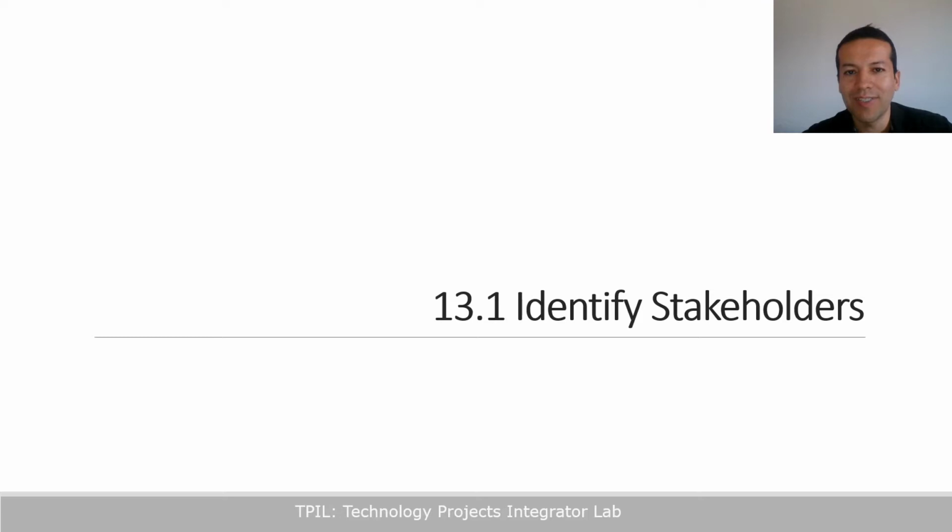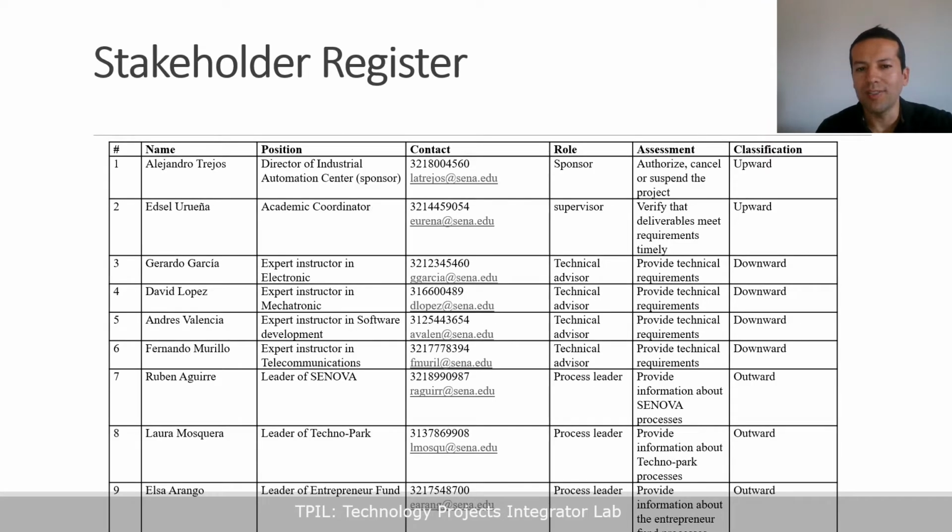Identifying stakeholders is our next process. 21 stakeholders were identified in the project. For each of them, the name, position, contact, role, assessment, and classification were defined. This list of stakeholders was essential for collecting the requirements of the project.